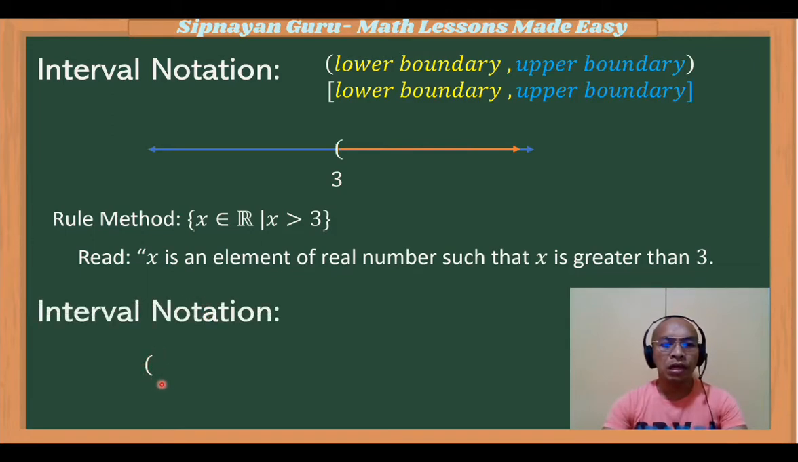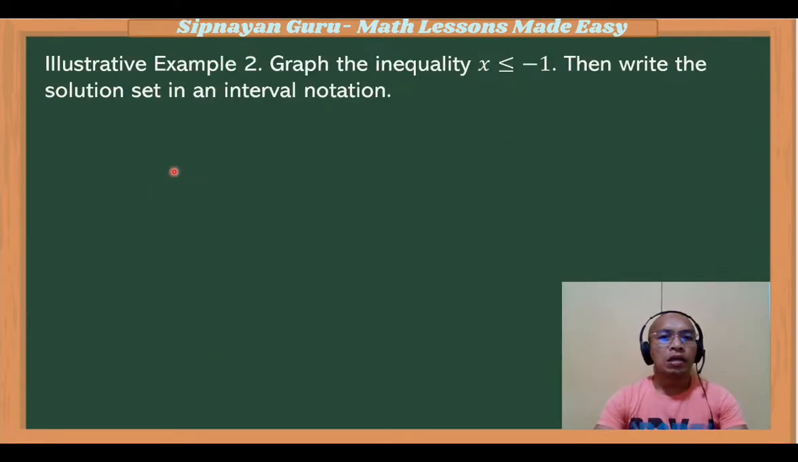Our lower boundary is 3, and this is open. Because this is also open, we just copy this symbol, then put a comma, and we are leading towards the right side, and the arrowhead denotes the infinity of the number. So numbers greater than 3 to infinity are part of the solution set. That is why we will make use of the symbol infinity, and if it is infinity, we will put the symbol open. Example number 2, x is less than or equal to -1.